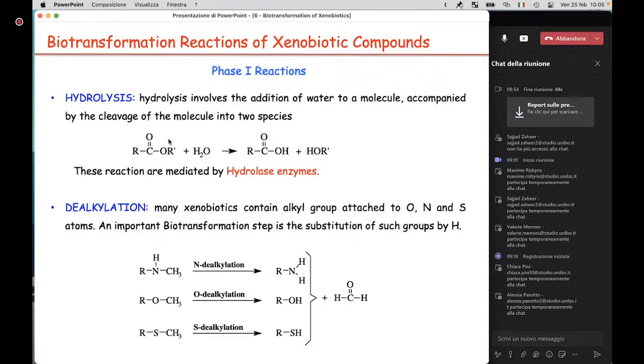In this case, we have an ester, and we know that esters can be hydrolyzed to a carboxylic acid, COOH, and an alcohol. But there are many kinds of hydrolysis reactions, for example, amides can be broken down into, again, an acid and an amine, and so on and so forth. The enzymes carrying out hydrolysis are called hydrolases.